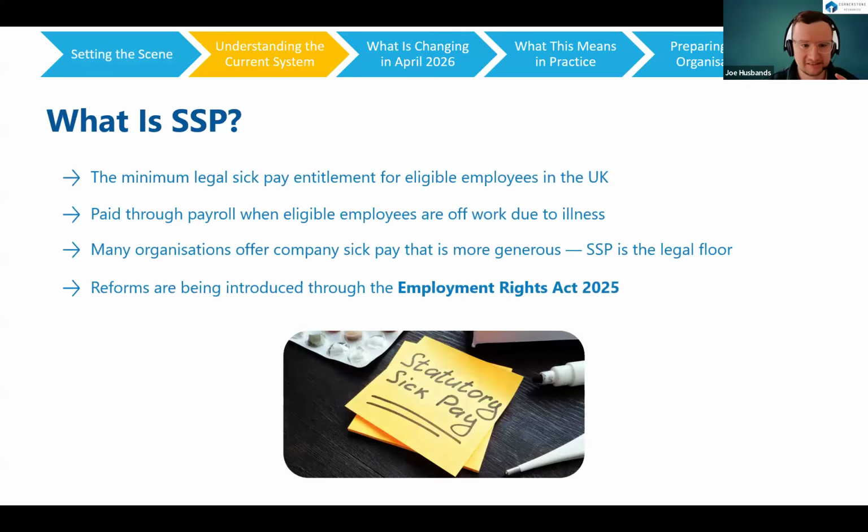So what is SSP, just so we're all on the same page? SSP is the minimum legal sick pay entitlement for eligible employees in the UK. If an employee is off work due to illness and meets the qualifying conditions, the employer must pay SSP, so it's paid through payroll in the same way as wages.